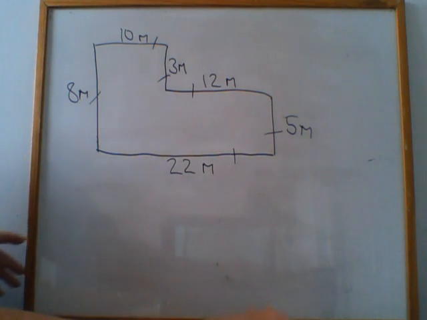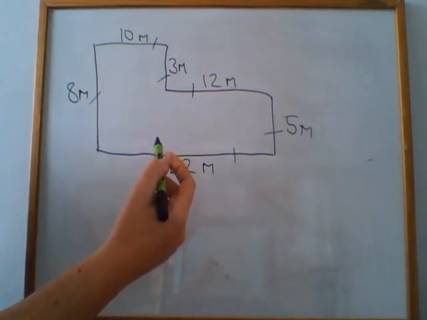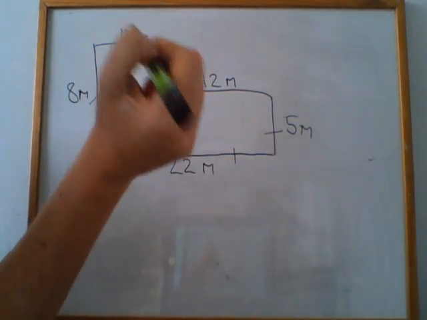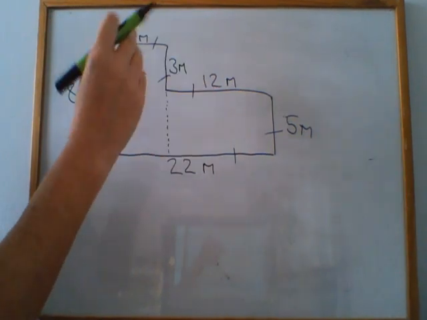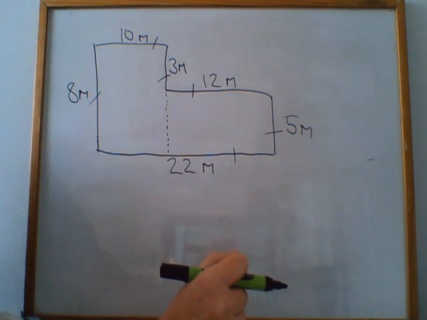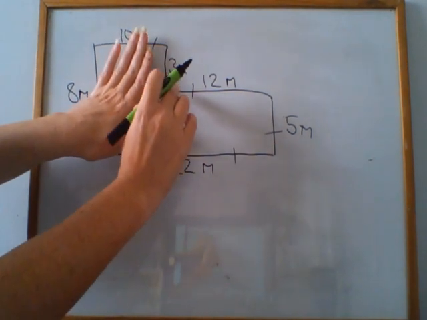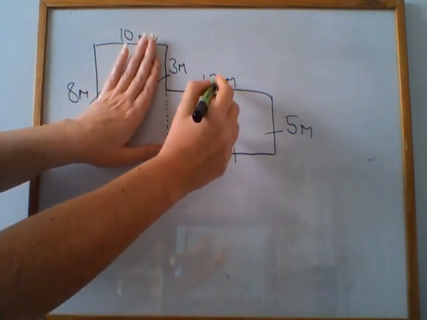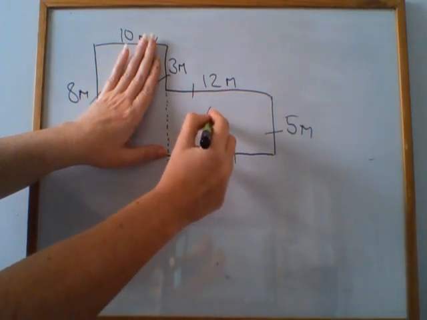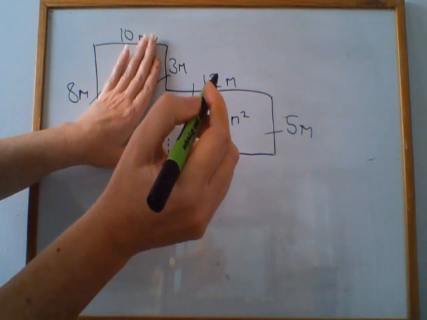Okay, so we have to divide this now into shapes that we can work out. So I can clearly see that I can make this into 2 rectangles just by doing that. And then I will get the area of this rectangle, the area of this rectangle, and I will add them together. So let's look at this one first. Well, from here to here I know is 12, and from there is 5. Length times width, 12 times 5. That rectangle is 60 meters squared.